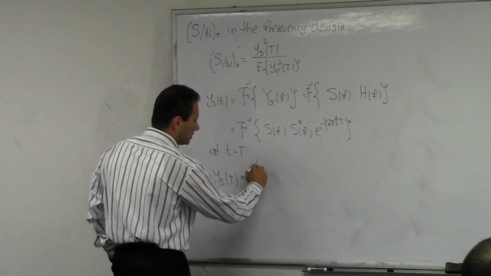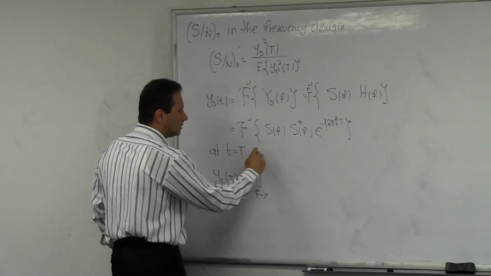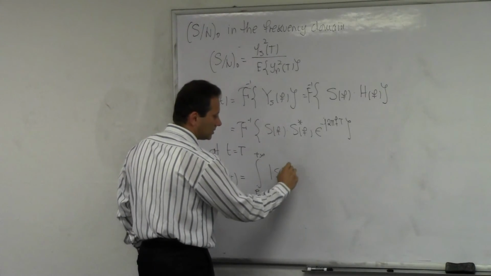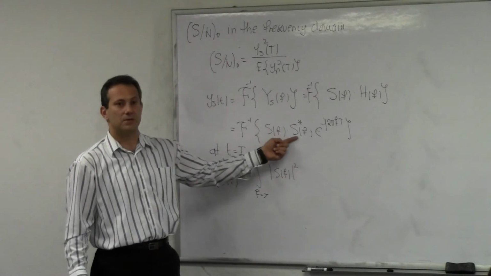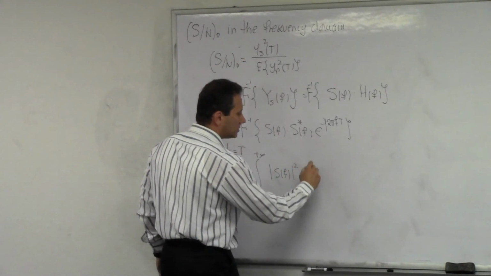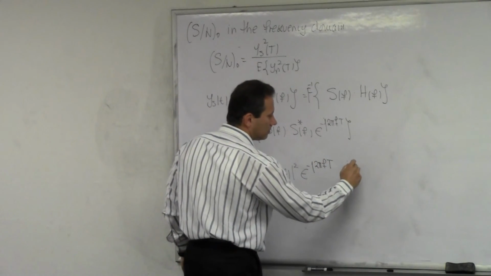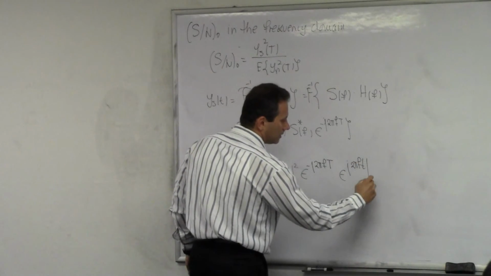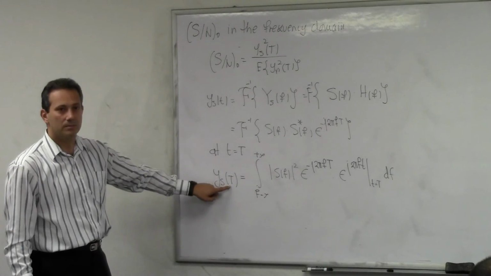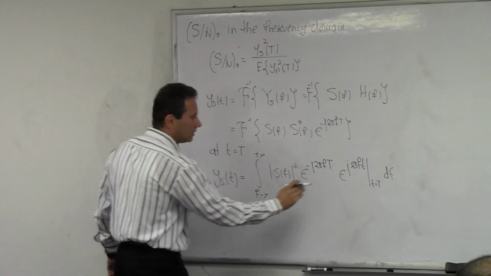Let me just rewrite it. It's going to be the integral, f goes from minus infinity to plus infinity, of the magnitude of S(f) squared, since S(f) times S(f) complex conjugate is magnitude squared. Then I have here e^(-j2πfT) times e^(j2πft) when t is equal to capital T, df. Right, so because I'm putting, maybe I should do this, y_s(t) and then this T.